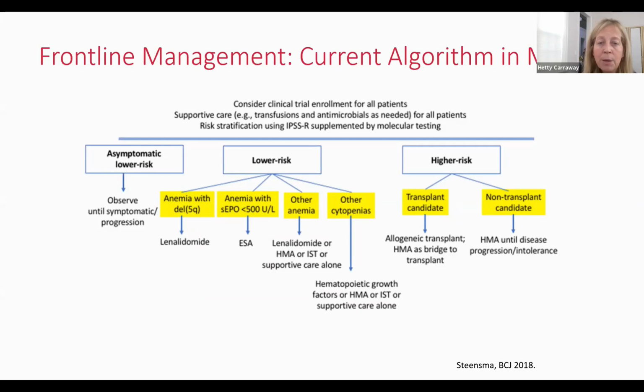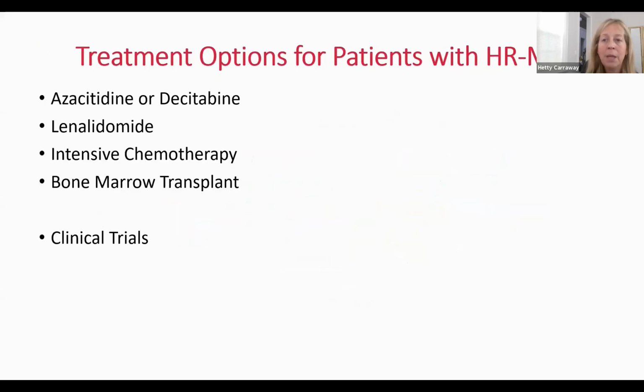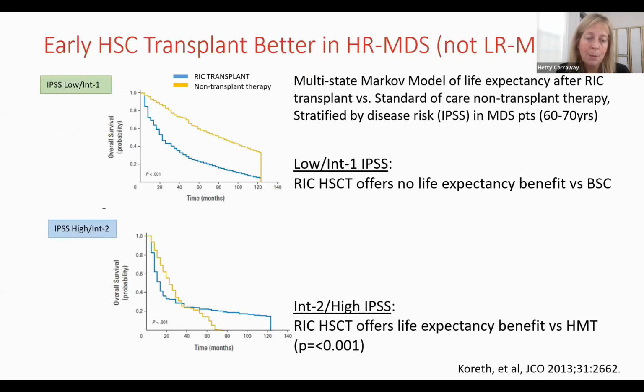So when we think about the current algorithm for MDS, I'm now going to transition to talk about our higher risk patients with myelodysplastic syndrome. Kind of the backbone of therapy for these patients has really been azacitidine or decitabine-based therapy. Other options include lenalidomide, as we've talked about, or even intensive chemotherapy. Curative therapy really, though, means that patients are moving towards a bone marrow transplant. And the mainstay of therapy right now for patients with higher risk MDS is to really think about clinical trials, and specifically clinical trials that may be geared towards specific mutations that are found in the myelodysplastic syndrome patient.